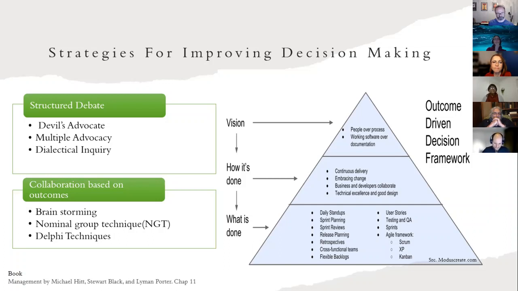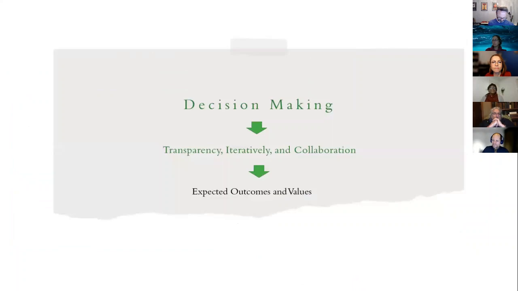Likewise, on my right side is the opposite. It's the agile way of doing things, where you look at what the vision is, how you are going to do it, and what you are going to do. There are tools there that you have used before, and they can help whether you are in an agile environment or not. Yes, we're practicing agile, but sometimes agile does not fit some situations. In summary, decision making is all about transparency, an iterative environment, and collaboration. And for what? Expected outcomes and value. Thank you.